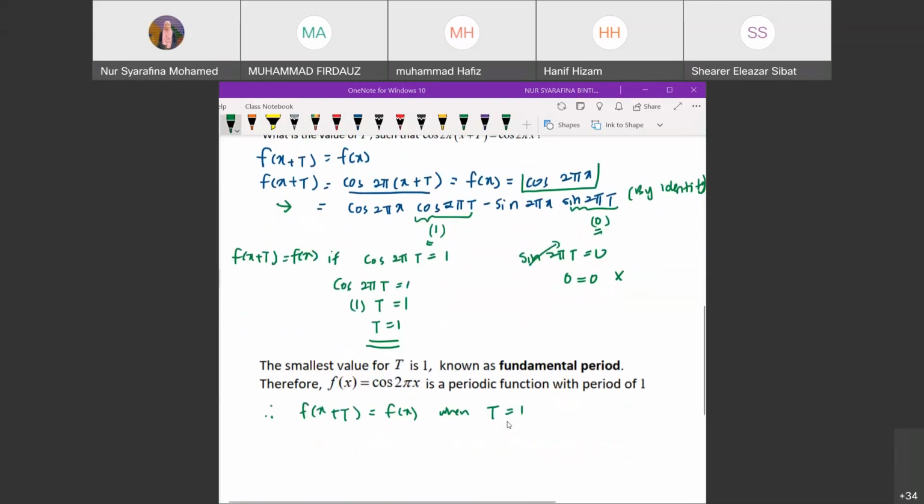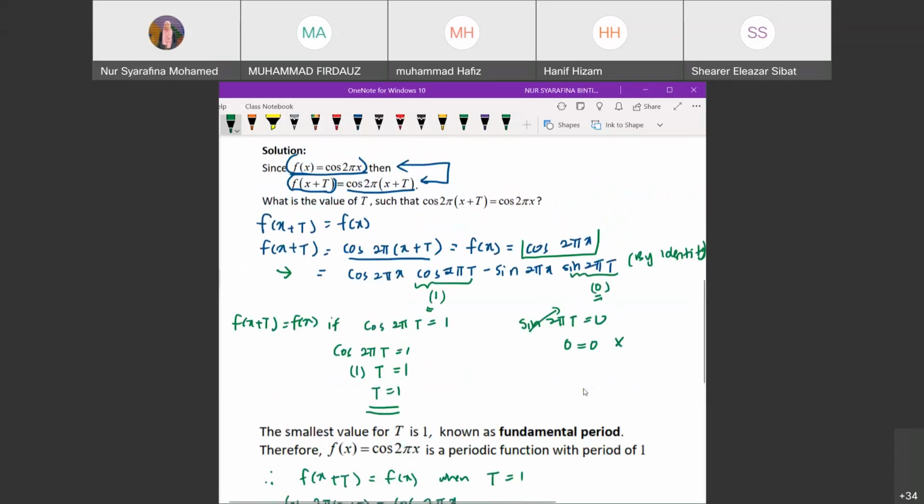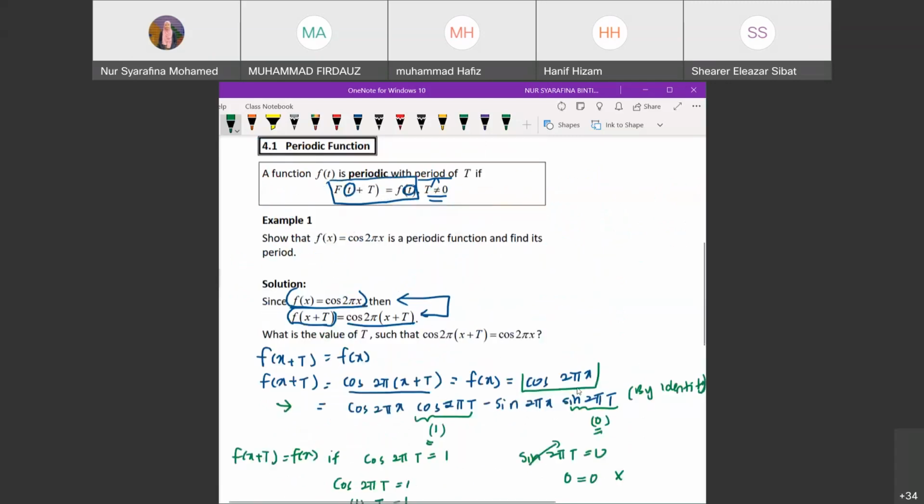So f(x + T) is what? cos 2π(x + T) equals cos 2πx. So your f(x + T) equals cos 2π(x + 1). So this is a periodic function. In order to make sure that this is a periodic function, you have to show that f(x + T) equals f(x) and T cannot be 0. This is the definition of a periodic function. Anyone has a question?